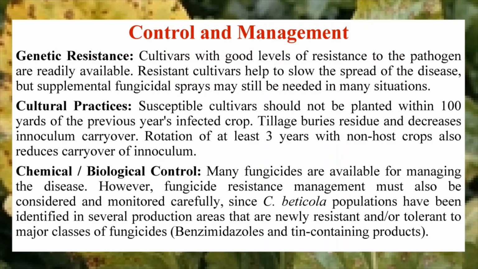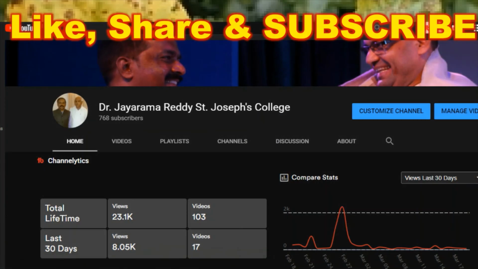Controlling this disease is not all that difficult. You can use genetically resistant varieties that are now available, which are resistant against Cercospora. You can also use the crop rotation method. You can also use biological and chemical control. You can use a number of pesticides available in the market, with the help of which you can control this disease.